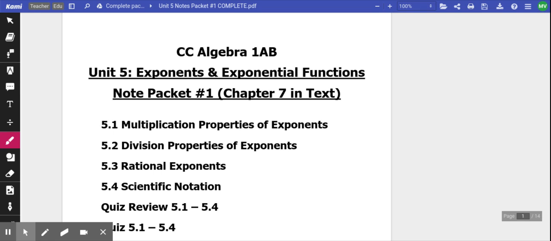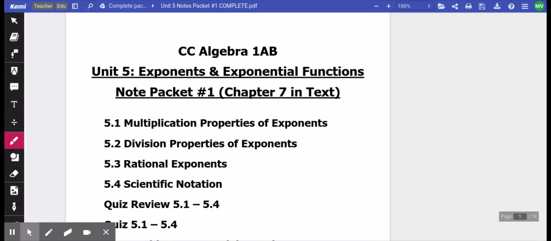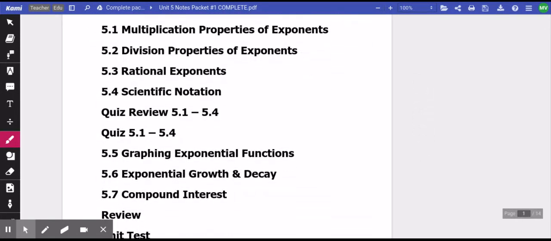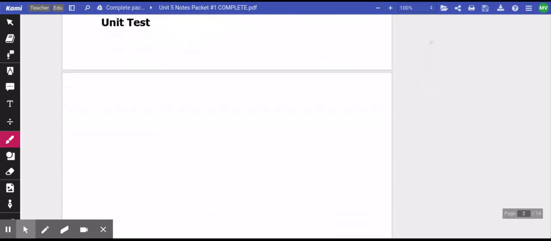Hello, everyone. Today we're going to start Unit 5, which is exponents and exponential functions. This is the first packet of Unit 5, and just a note, this is Chapter 7 in your textbook. So today we're going to talk about the multiplication properties of exponents. This is something you did the first unit in 8th grade.